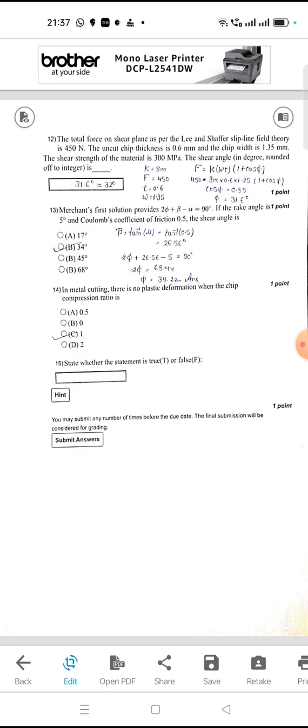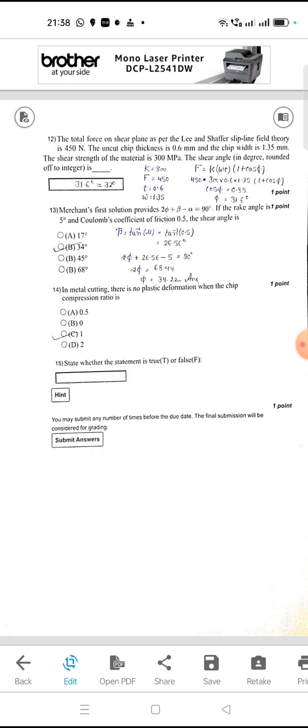Now question number 13. In this question number 13, the Merchant solution is 2 phi plus beta minus alpha is equal to 90 degree. Beta is the friction angle, and the rake angle is given 5 degree, and the coefficient of friction is 0.5. So by the coefficient of friction we will get the friction angle 26.56. Then put in the Merchant first solution, you will get the phi equal to 34.22. So here the answer is B.